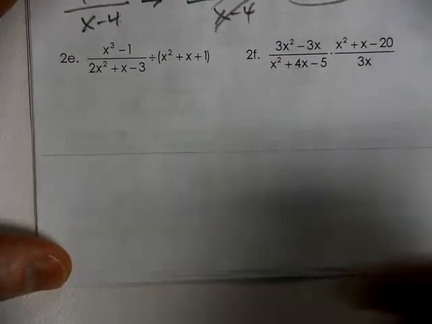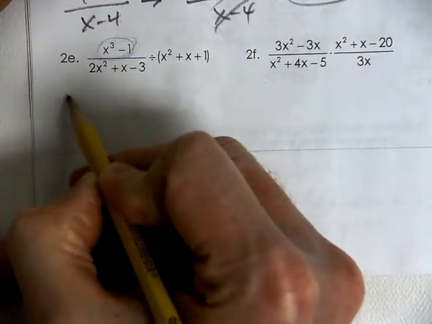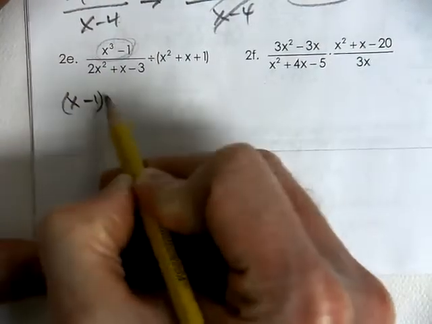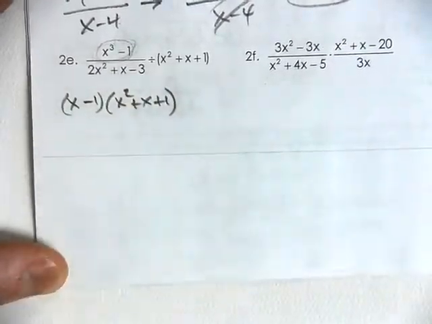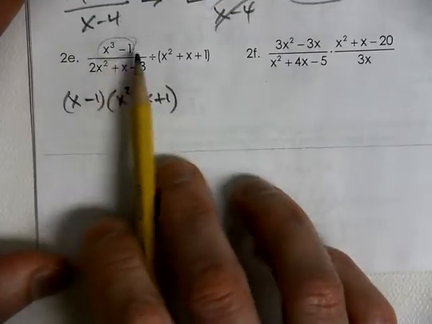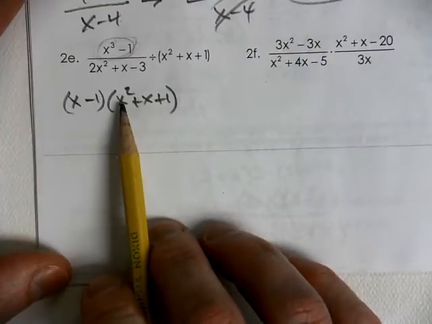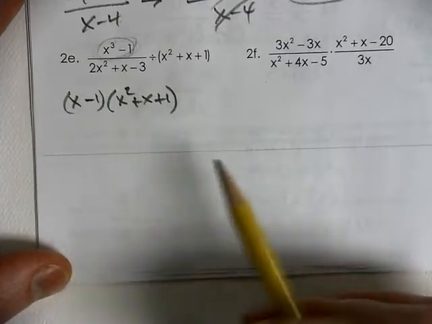The last row. Here we have x minus 1, x squared plus x plus 1. That's the difference of 2 cubes. So you take the cube root of each of those, you square it, you multiply and change the sign, and you square it.